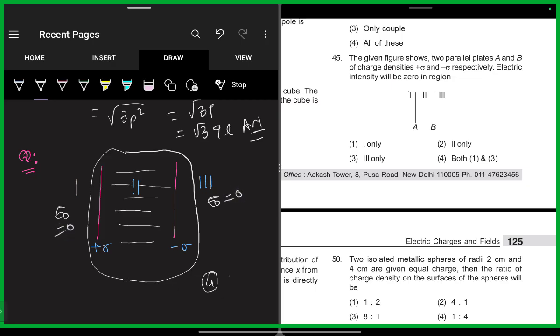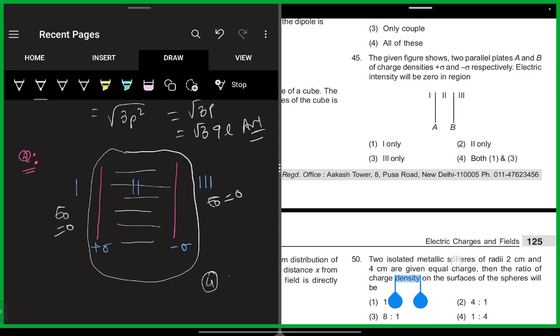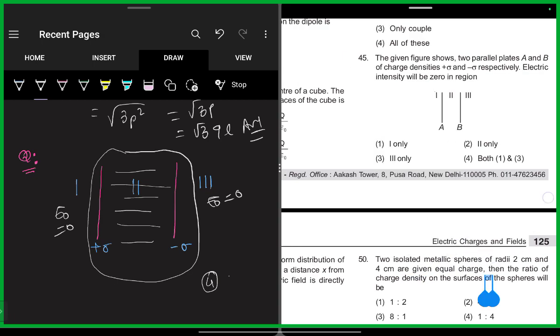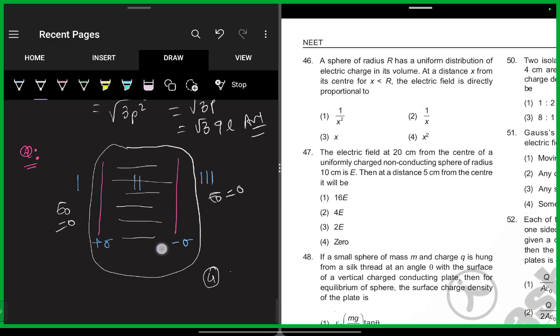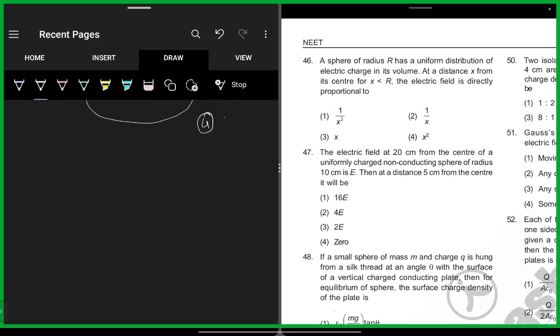Understood? Very good. Now let's go for another question. See, this question number 46 looks easy, but I think it will be difficult.